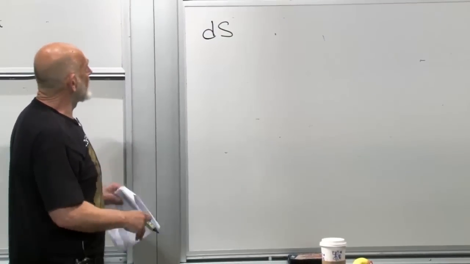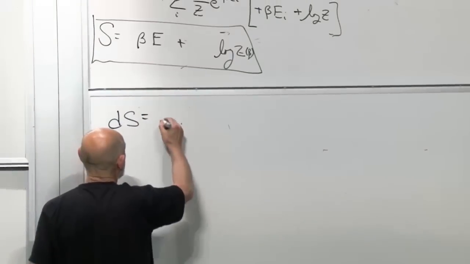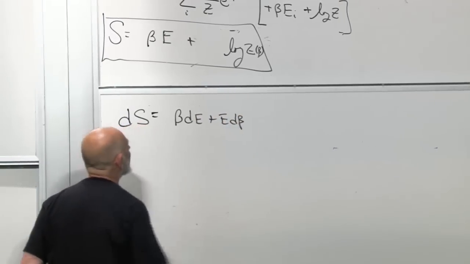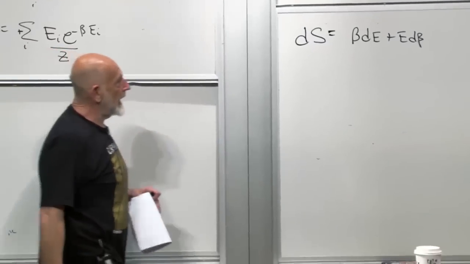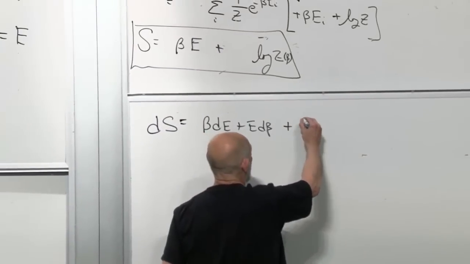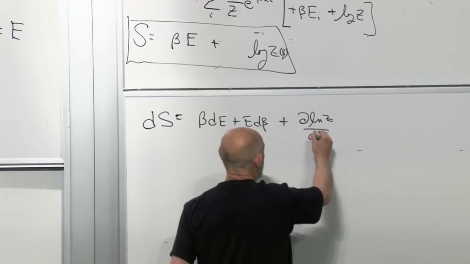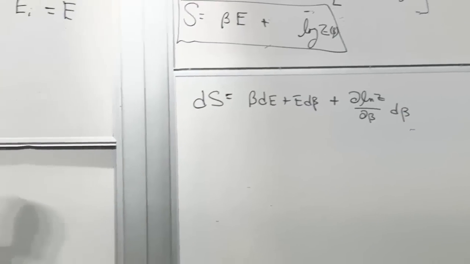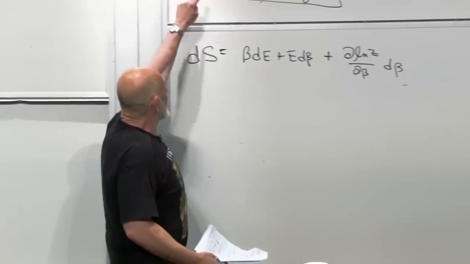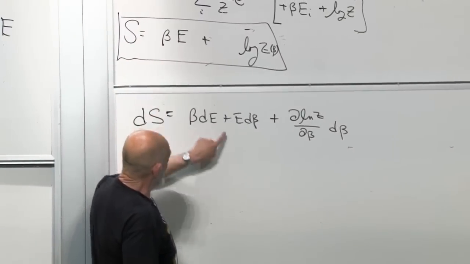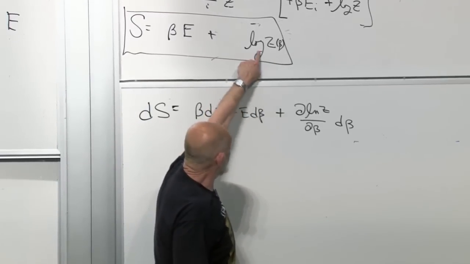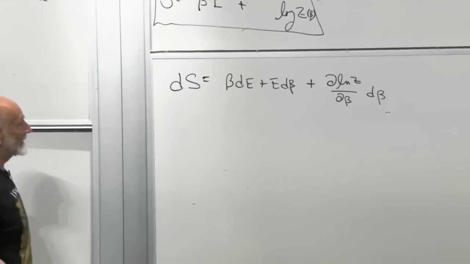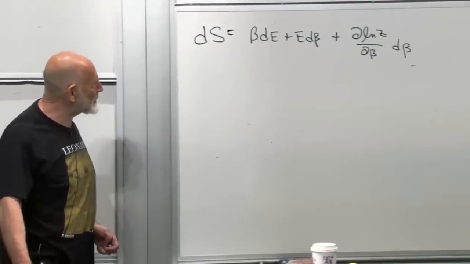dS. I'm going to take a differential of S, and that is two terms from the first term: beta dE plus E d beta. This is easier. And from the second term, what do I get? I get the derivative of log Z with respect to beta times d beta. Oh boy, this is much easier than I thought. It's also easier than I wrote in the notes. See what I did? I wrote dS is equal to a term from here, and then the derivative of log Z with respect to beta times d beta. Oh, this is so easy. How did I make it so complicated in the notes?